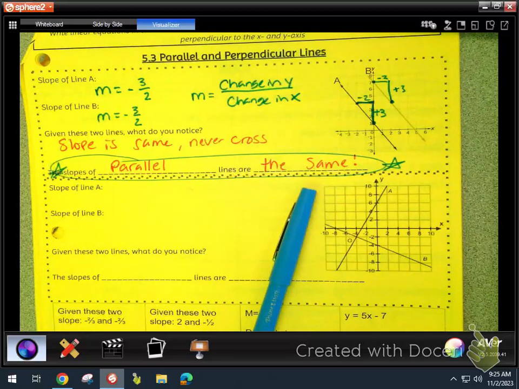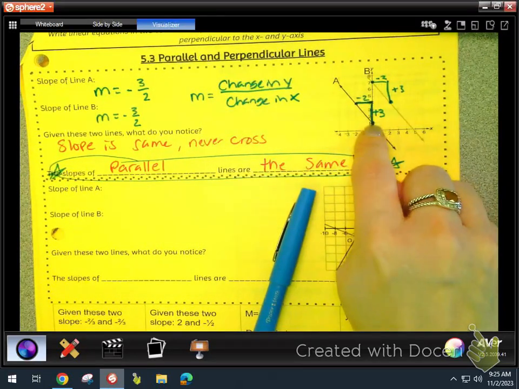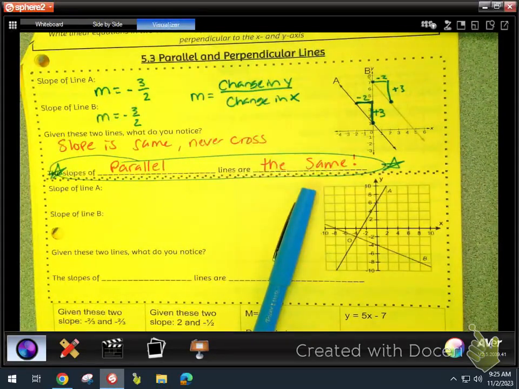Now, let's talk about the y-intercepts. Are the y-intercepts the same between A and B? No, they're not the same. They start at different places, but they're doing that same rise and run. Change in y, change in x. And that's why they're never going to cross, because they're moving at the same rate of change every single time from point to point. So we got to know that parallel lines have the same slope, okay?